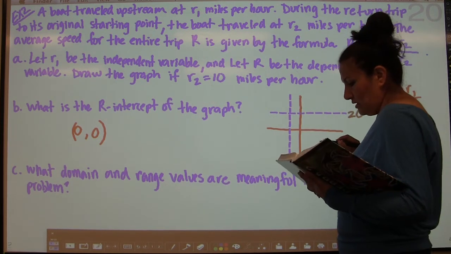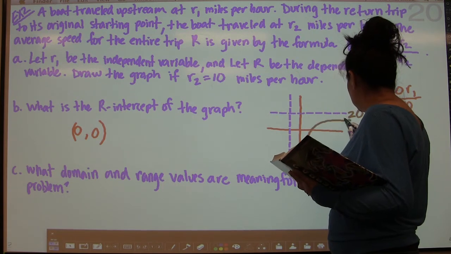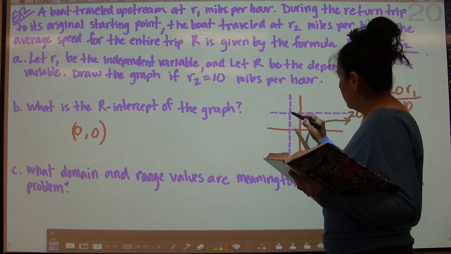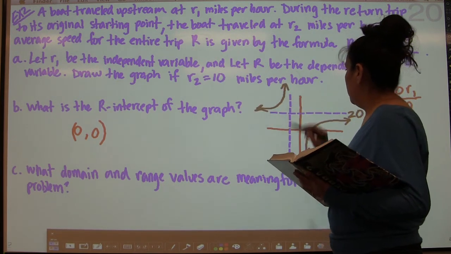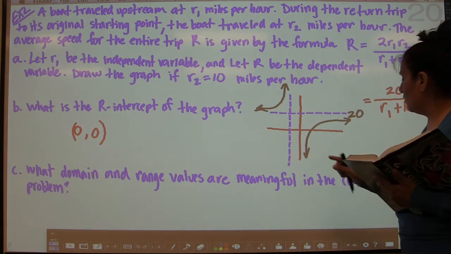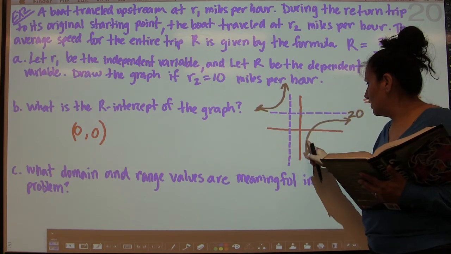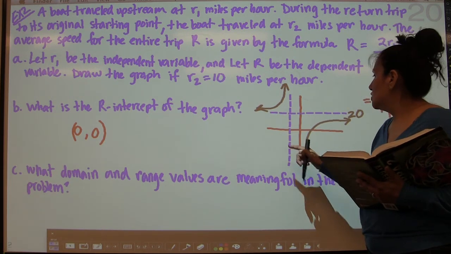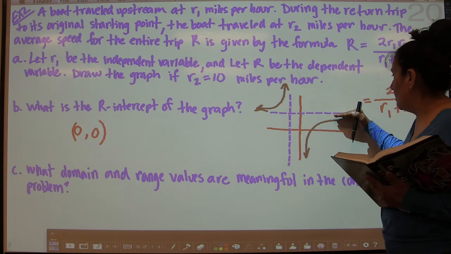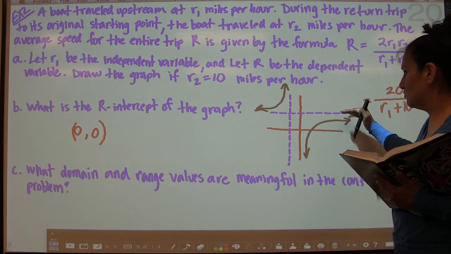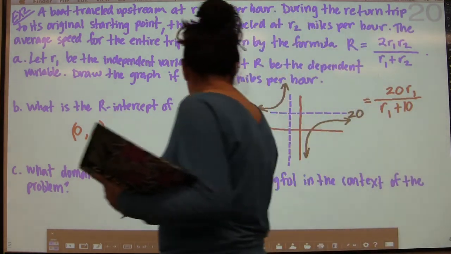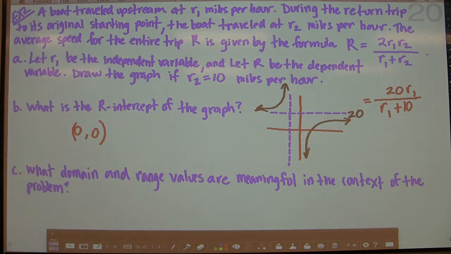And when you graph this little guy, he's going to look something like this and like this. All right? And so you can see that we don't care about anything over here in the negative region, and we definitely don't want this function to go beyond over here either. So we want it to stay in the positive, but we also want it to stay below 20 because of this asymptote. So what values are meaningful in the context of this problem?